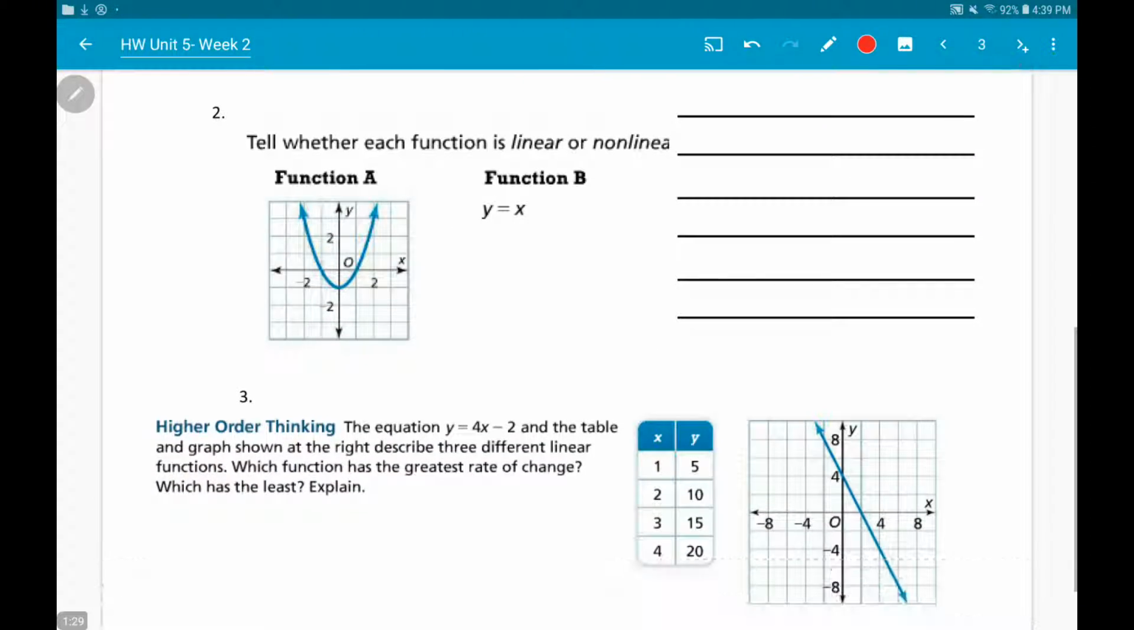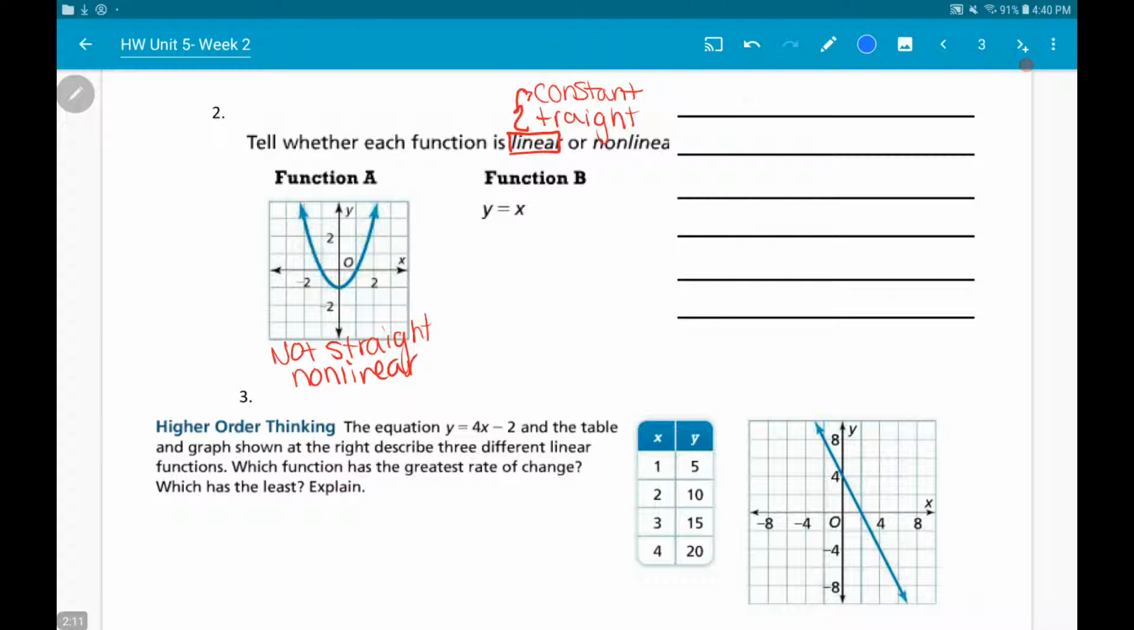All right, let's take a look at the next one. Tell whether each function is linear or nonlinear. All right, so linear or nonlinear, remember, means we're looking for, is it straight and is it constant? Okay, so I see the first one is a curve. This is not straight. So therefore, it is non-linear.